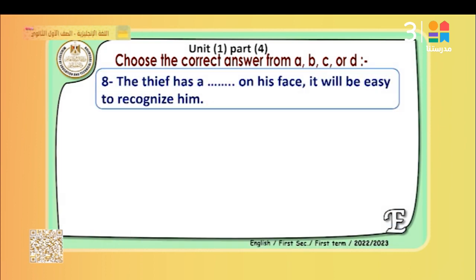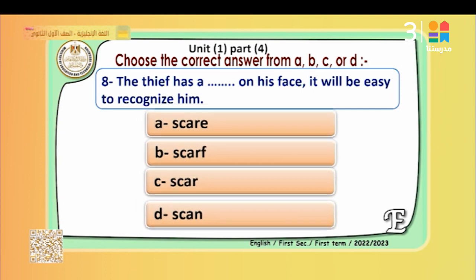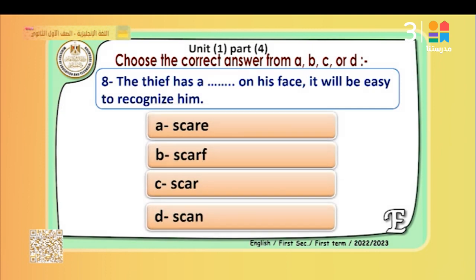Question number eight. The thief has a on his face. It will be easy to recognize him. So when someone has a mark on his face, it's called what? Yes, it's called a scar on his face. And we should pay attention to the word scare, with letter A. Scare means to make someone afraid. But scar without E at the end means a mark on the face.